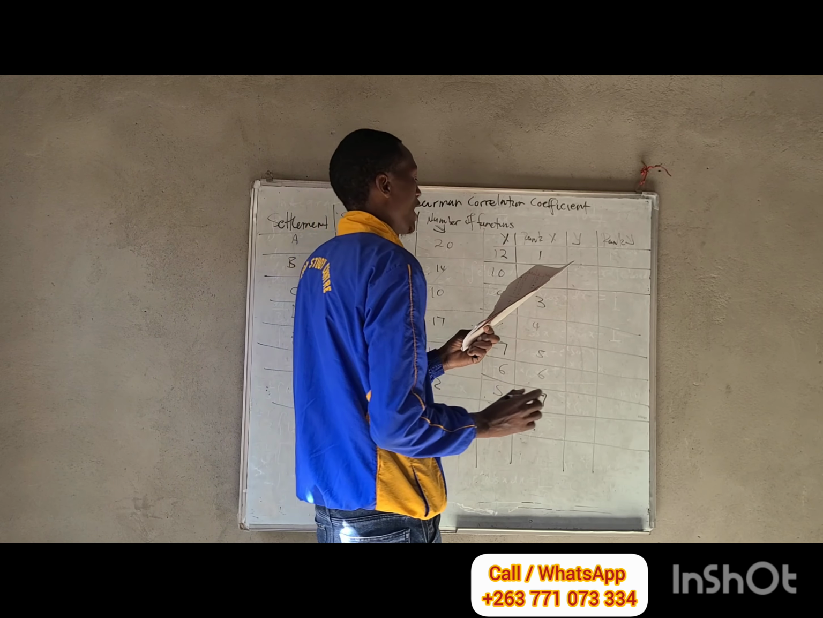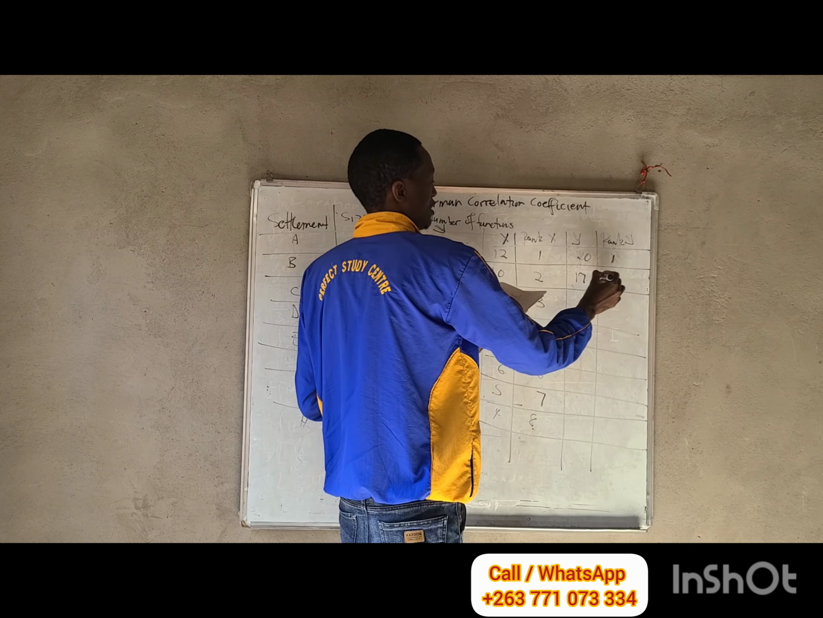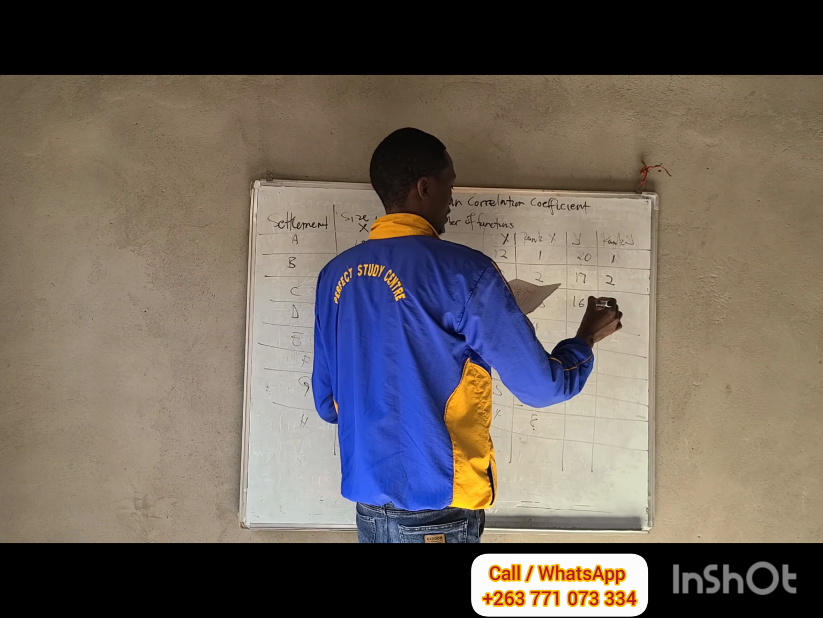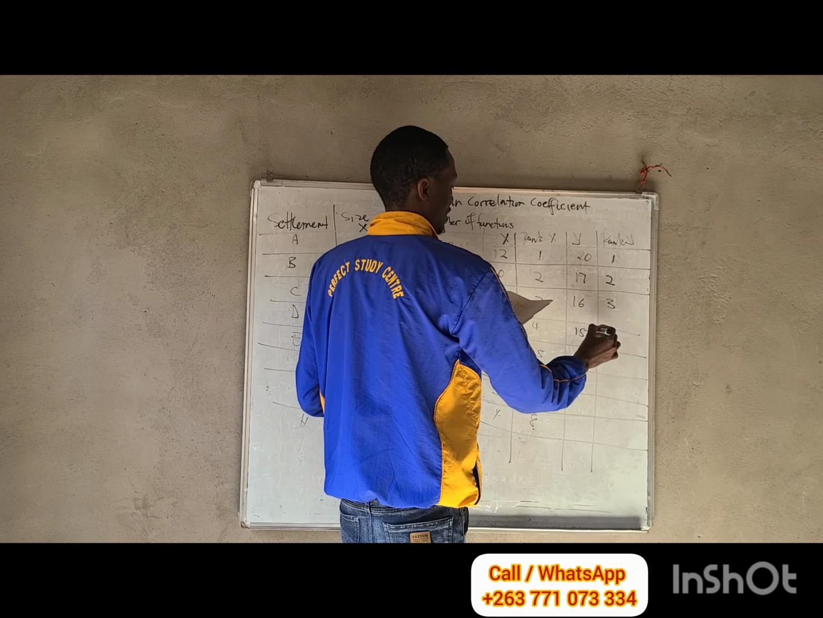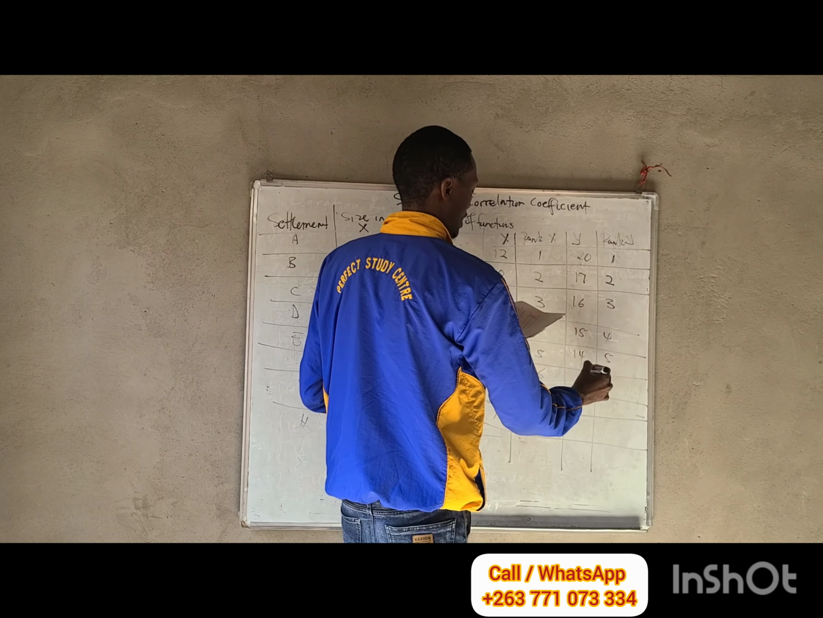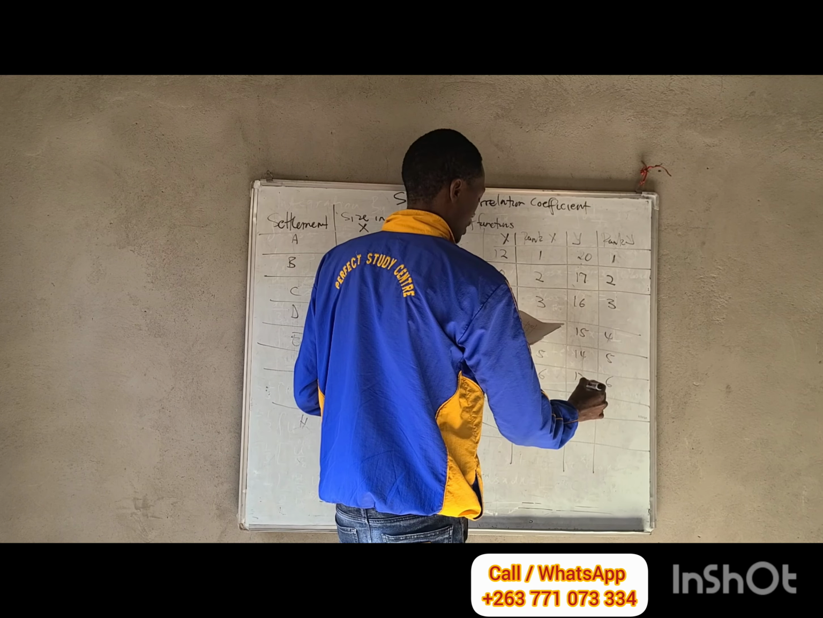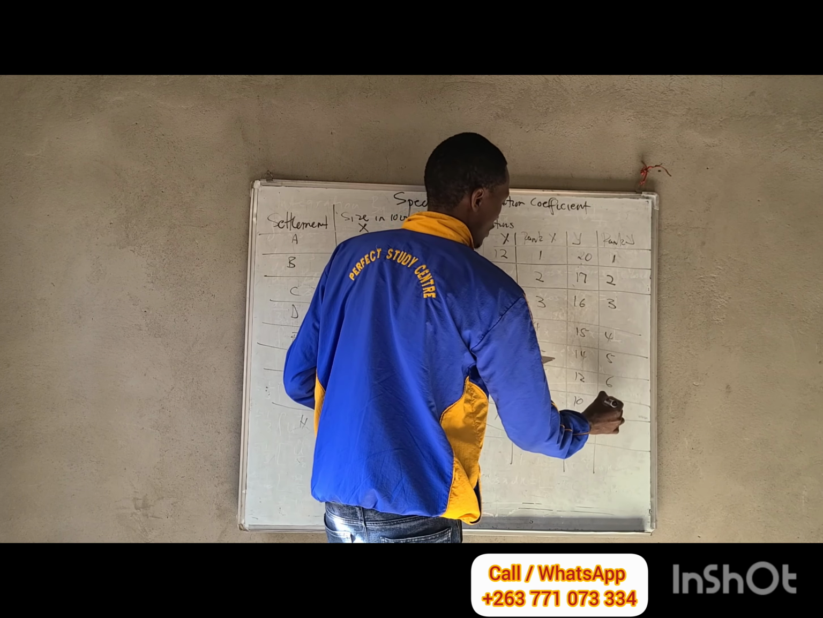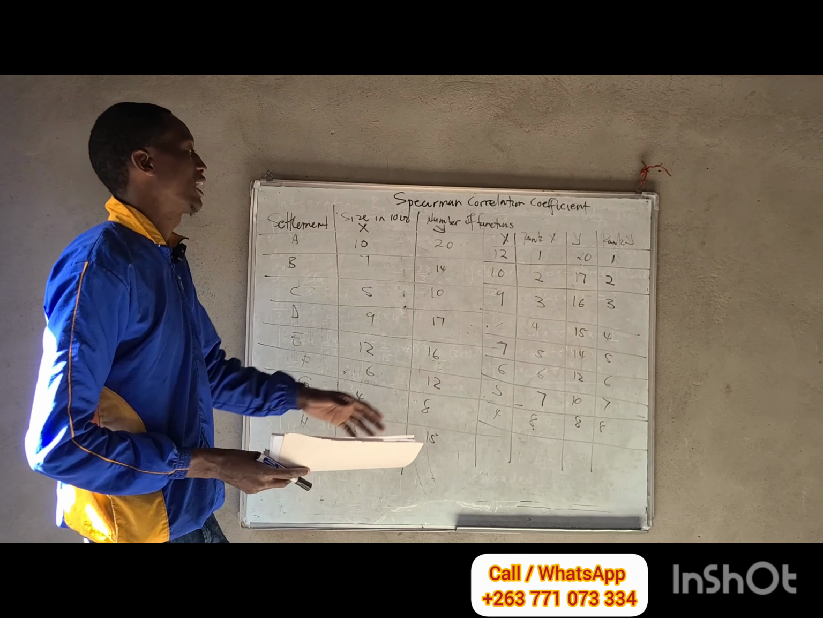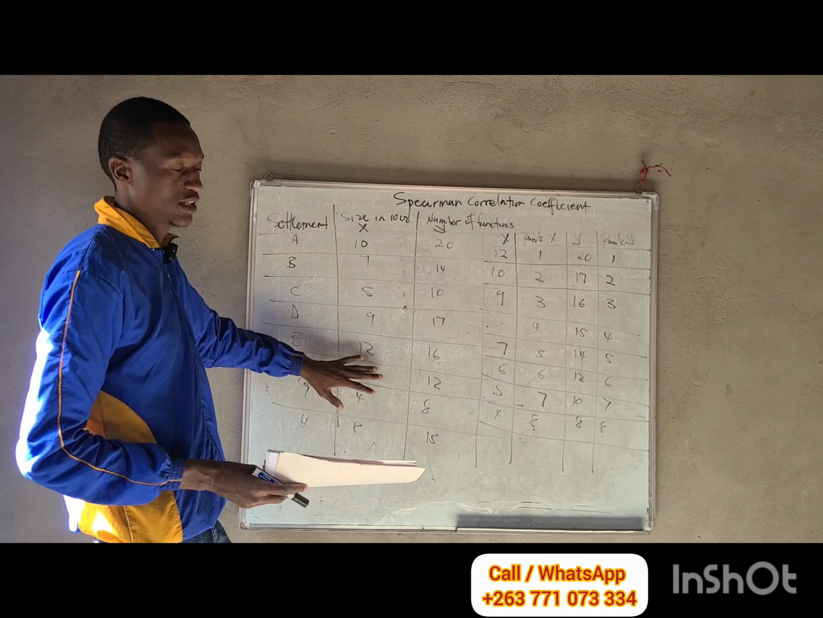Then in terms of y, we have 20, the first rank, 17, second rank, 16, third rank, 15, our fourth rank, 14, our fifth rank, 12, our sixth rank, then 10, our seventh rank, then 8, our eighth rank. So we have now arranged. Our first step is to see what is being provided on the question paper.